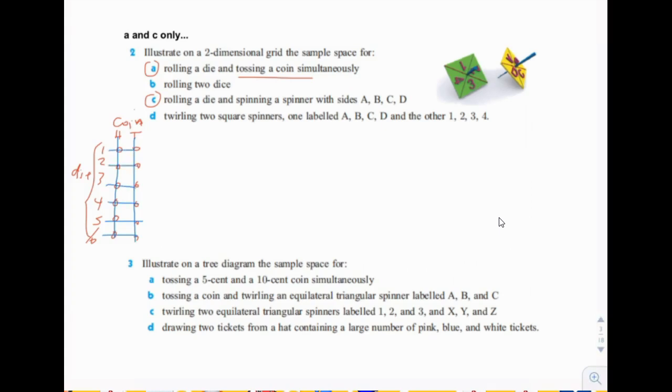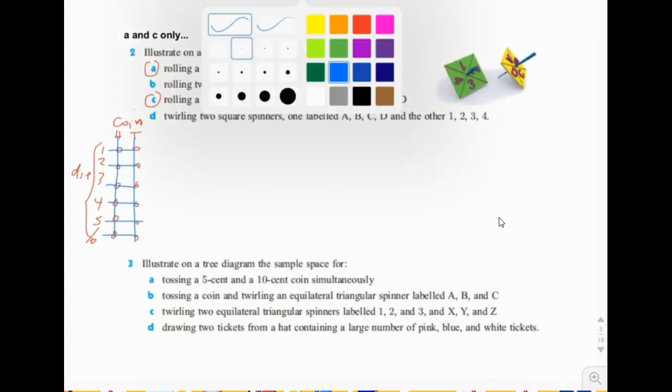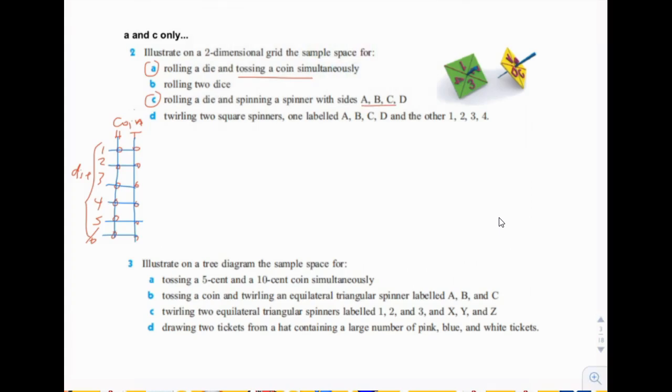Okay, now do rolling a die and spinning a spinner with sides A, B, C, D. Okay, which looks kind of like that. So in this case, rolling a die would be 6. And then spinning a spinner with 4 sides A, B, C, D would be 4. So basically it's a 4 by 6 sample space or grid.